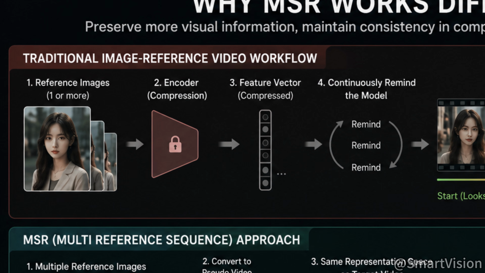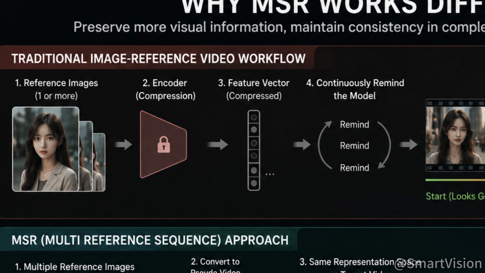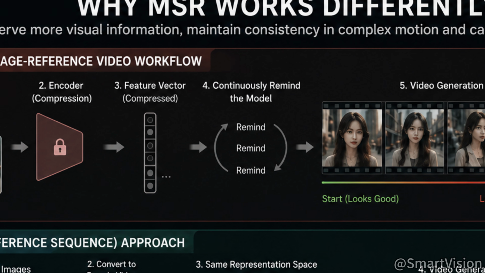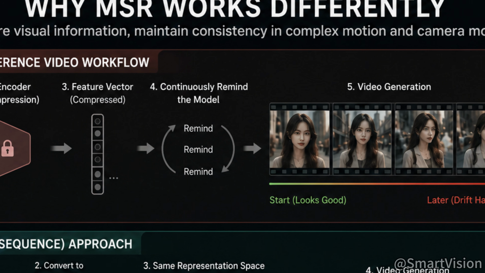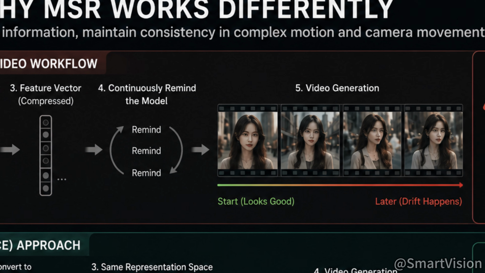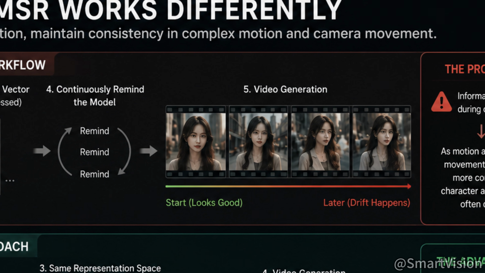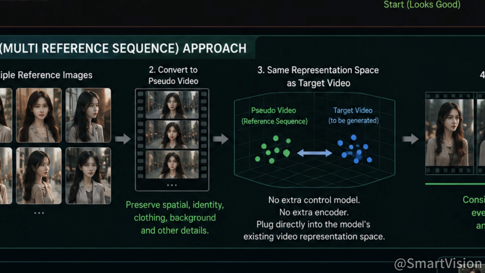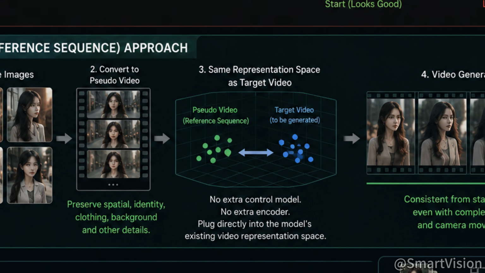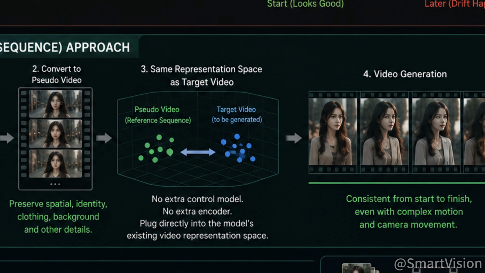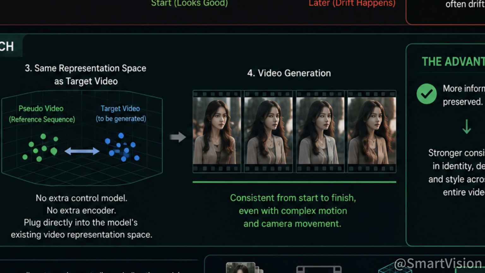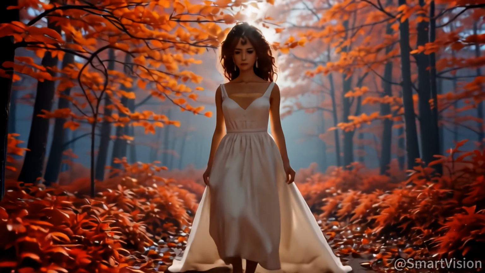Before testing, I want to spend a minute explaining the idea behind this workflow, because it's actually pretty interesting. Traditional image reference video workflows usually compress reference images into feature vectors and continuously remind the model what the character looks like. The problem is that information gets lost during compression. That's why outputs often look accurate at the beginning but drift once the camera moves or actions become more complex. MSR approaches this differently. It doesn't add another control model, and it doesn't introduce an extra encoder. Instead, it converts multiple reference images into a pseudo video and places them into the exact same representation space as the target video. You can imagine it like this.